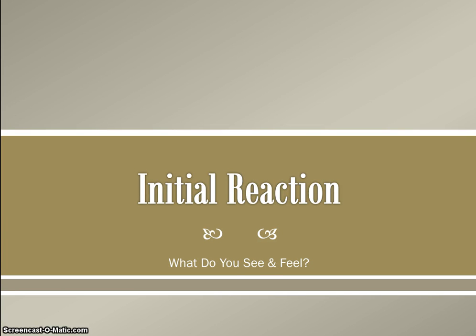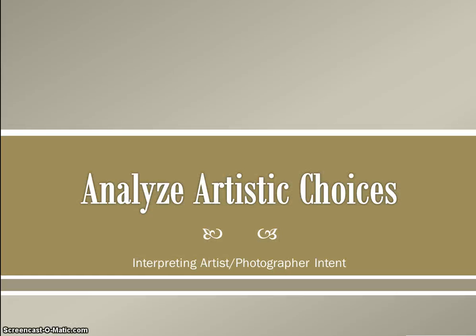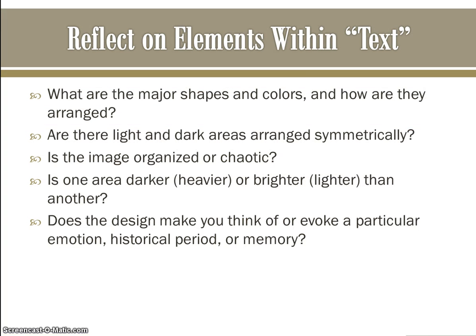Hi folks, in the last video we essentially discussed the initial ways that you might respond to an image through an explanation of what you see and what you feel in regard to just your initial reaction to it. And so what we want to do in this next video is explain how you go into an analysis of some more specific artistic choices that you feel an artist or a photographer may be choosing here, and essentially what you're doing is you're interpreting that artist and photographer's intent.